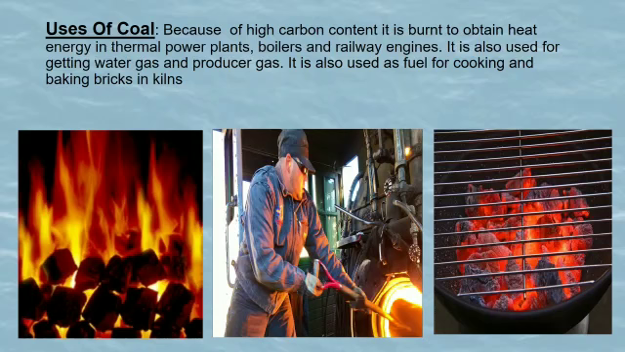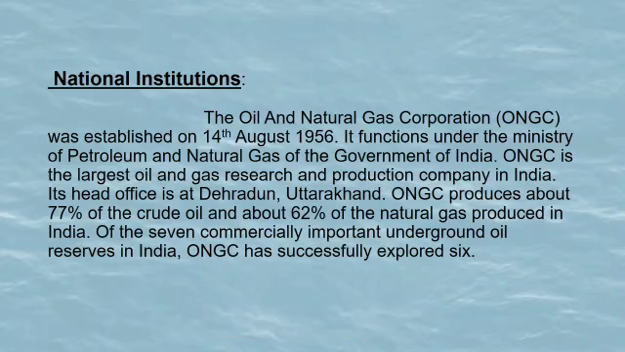Now let's know the uses of coal. Coal is, in a way, a storehouse of carbon. It is burned to obtain heat energy. Coal is used as fuel in thermal power plants, as well as to run boilers and railway engines. Coal is also used as a fuel for cooking and for baking bricks in kilns, that is ovens for burning or baking. On a large scale, the gaseous fuels, producer gas and water gas, are obtained from coal. Coal as an energy resource contributes greatly to industrial development.